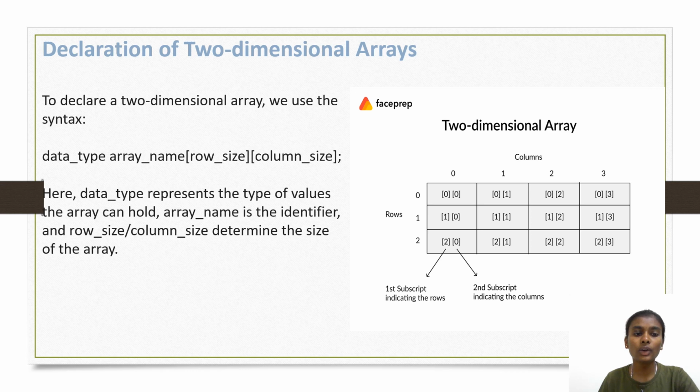To declare a two-dimensional array we use the syntax: data type, array name, row size, column size. Here data type represents the type of values the array can hold, array name is the identifier, and row size and column size determine the size of the array. This is the two-dimensional array table. This is column and this is row.